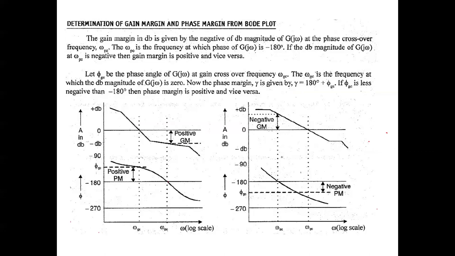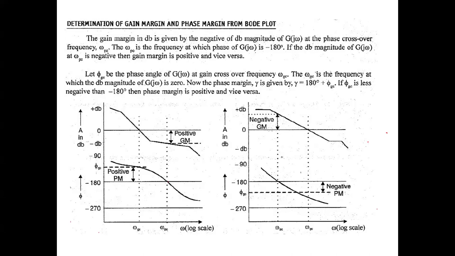Here I have one question. Why do we need to calculate the gain margin and phase margin? What is important? If a system is marginally stable, that means it is not a stable system and it is not an unstable system. It is exactly on the boundary line. If you want to improve its stability, you need to add some amount of gain so that it will become a stable system.